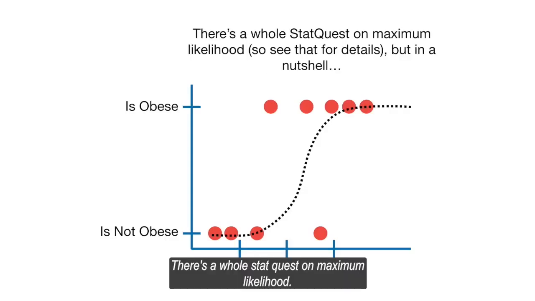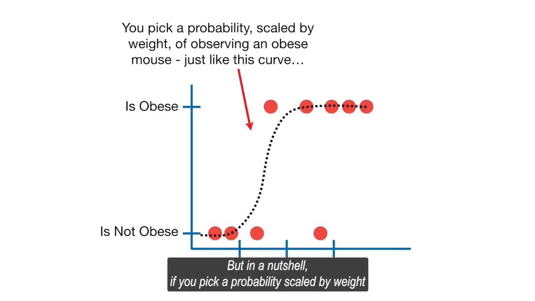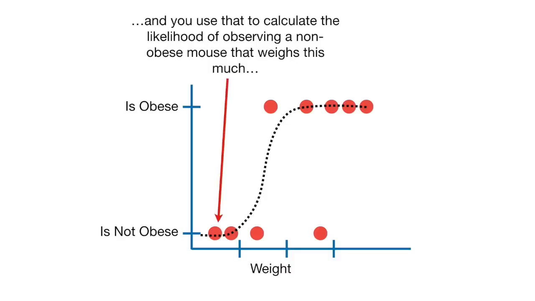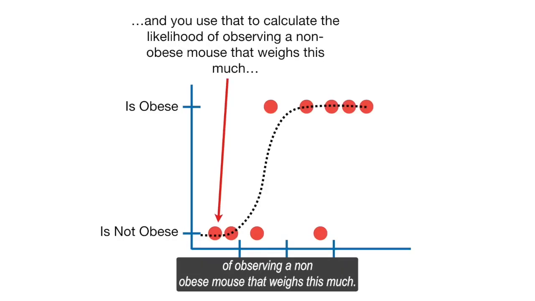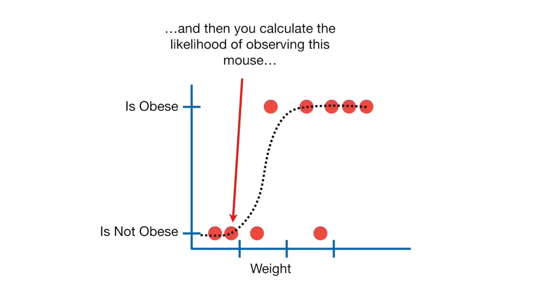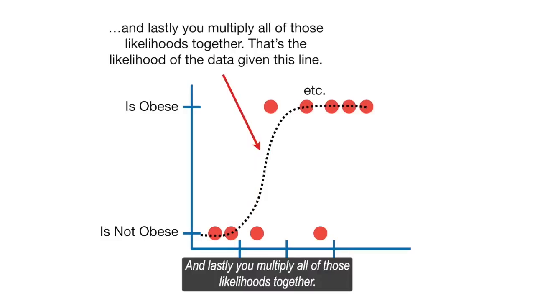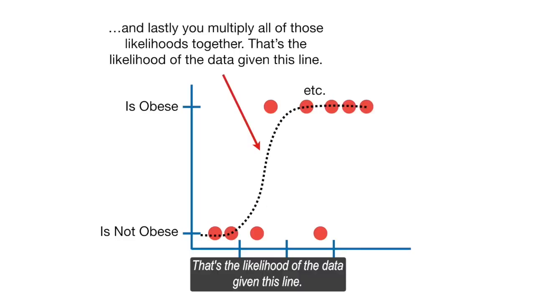There's a whole StatQuest on maximum likelihood, so see that for details, but in a nutshell, you pick a probability, scaled by weight, of observing an obese mouse, just like this curve. And you use that to calculate the likelihood of observing a non-obese mouse that weighs this much. And then you calculate the likelihood of observing this mouse. And you do that for all of the mice. And lastly, you multiply all of those likelihoods together. That's the likelihood of the data given this line.